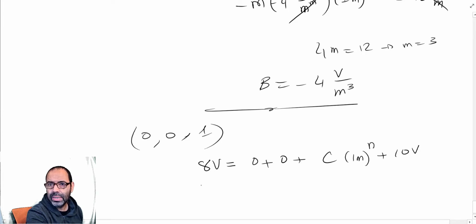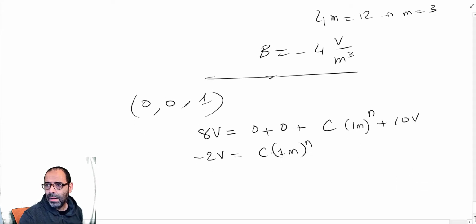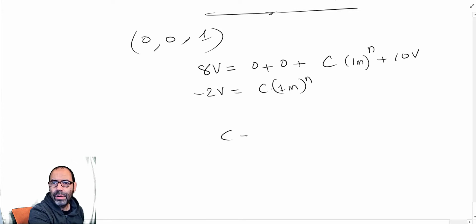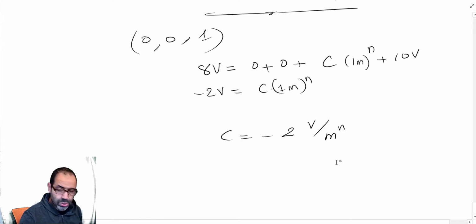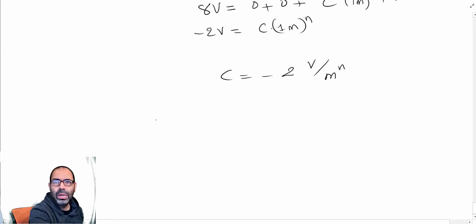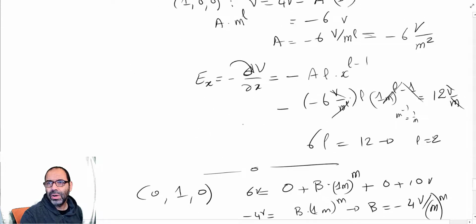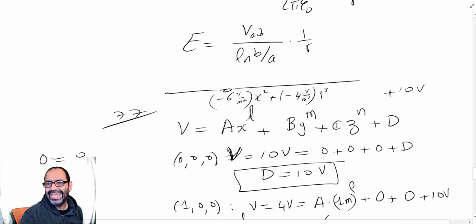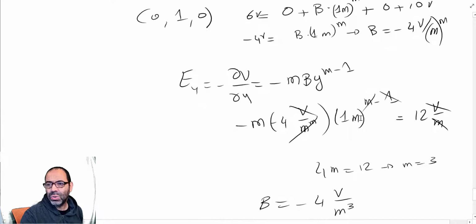So if I move the 10 to the other side, I'm going to find negative 2 volt is equal to C times 1 meter to the power n, which means that C now is equal to negative 2 volts per meter to the power n. But I don't know what n is, so I really did not answer this question, at least for this point. Let's find the electric field along the z direction, and that is equal to, again, the negative derivative of V with respect to z, and everything else doesn't contribute with the exception of the component for z.